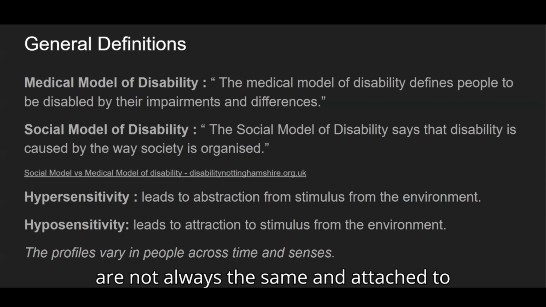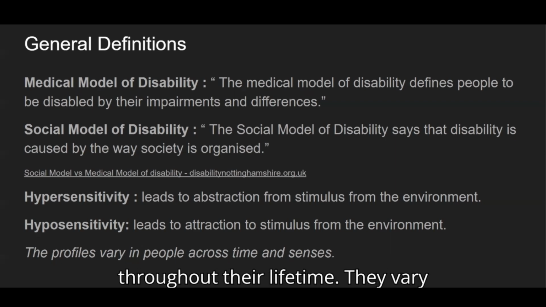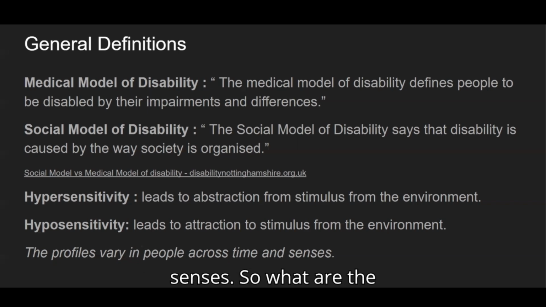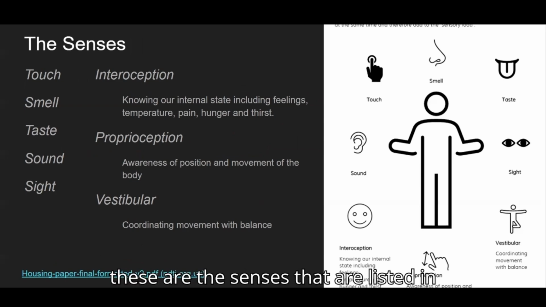Now, the profiles are not always the same and attached to the person throughout their day, throughout their lifetime. They vary across time and they vary across the senses. So, what are the senses? This is an image from the housing paper by NDTI on housing autistics. So, these are the senses that are listed in that paper, and it's a really useful paper. If you want, I can send it to you later.